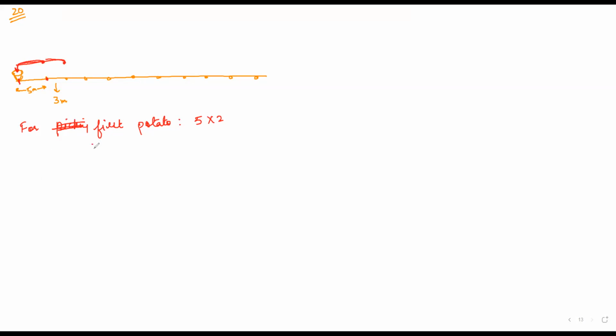Okay, now for second potato. So for second potato, what will happen? Like she's starting from the bucket, then she is going up to the second potato. That means total distance is 5 plus 3, right? So it is like twice of 5 plus 3. Is this clear? Okay. Then also for the third potato, how much is the distance? Obviously twice of 5 plus 3 plus 3. Is this clear?